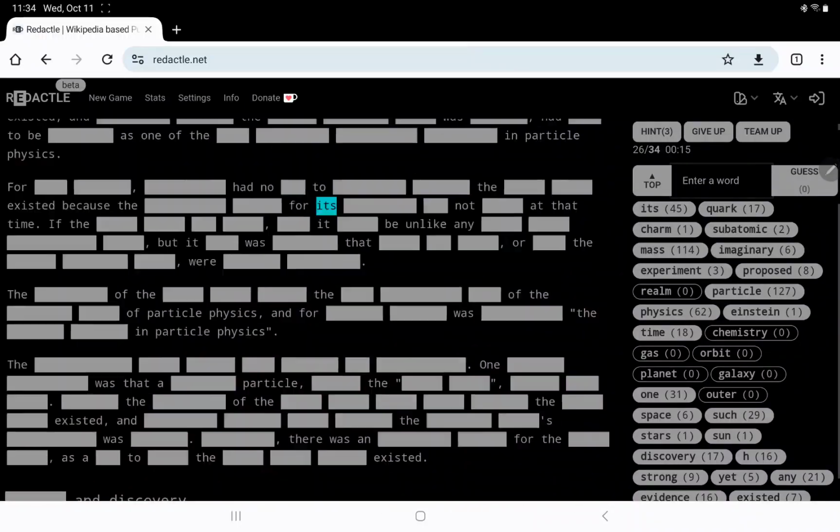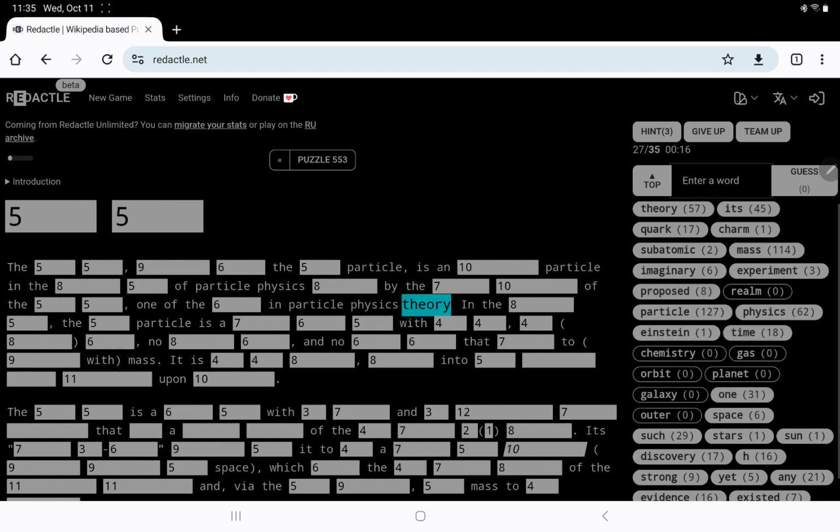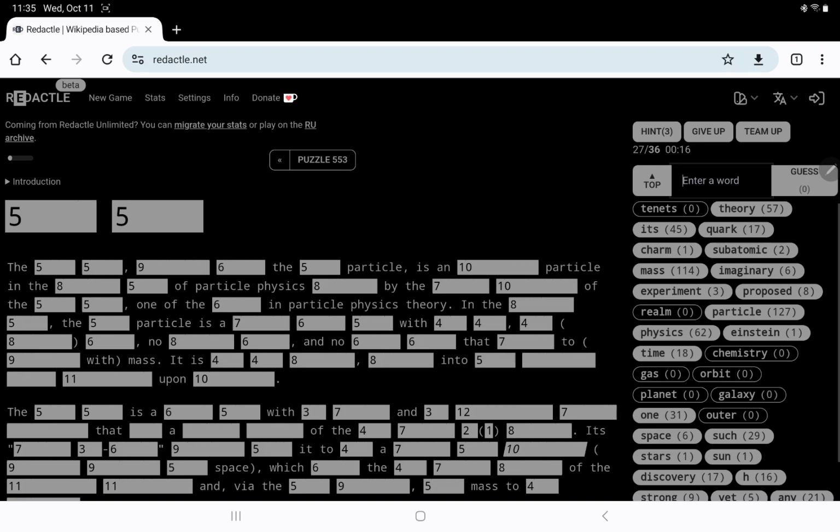Particle physics. I can't believe this one is rated so low. Maybe that was thrown off by the first people who did it. Yeah, I do not like the physics ones. One of the something in particle physics theory. One of the what? One of the central tenets, maybe? Nope.